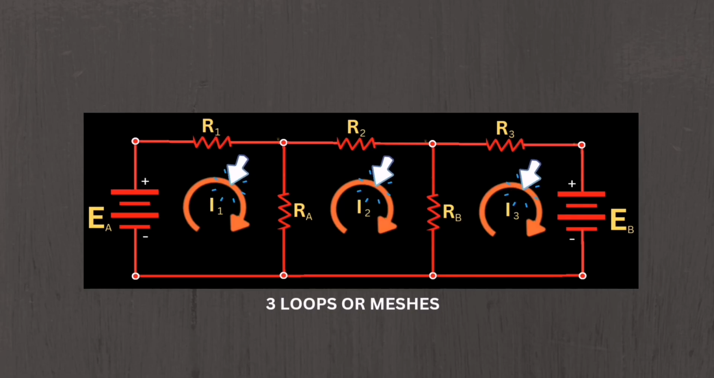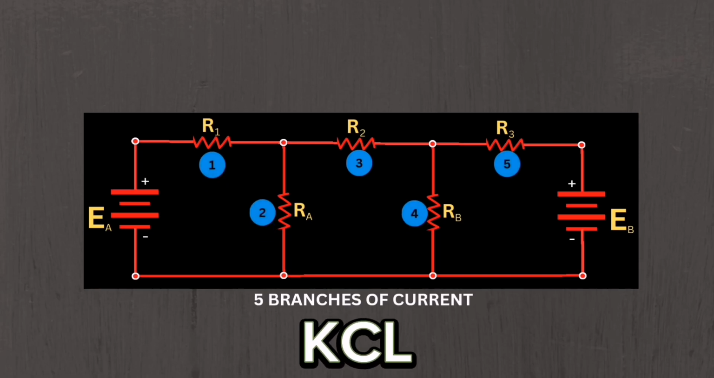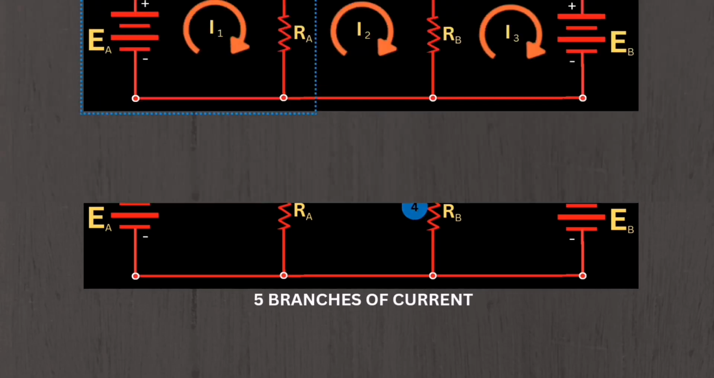In this circuit, we have 3 loops or meshes of currents. But if we use the procedure of Kirchhoff's current law or KCL, we will have 5 branches of currents. So we can say that a complex circuit can be easily simplified using these loop or mesh currents.